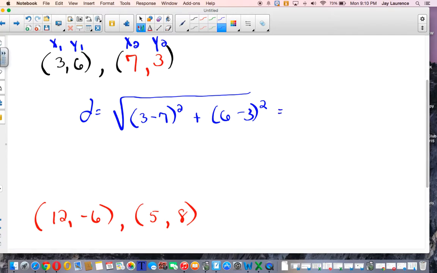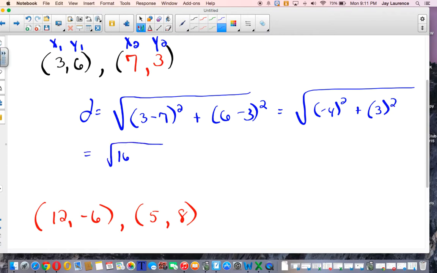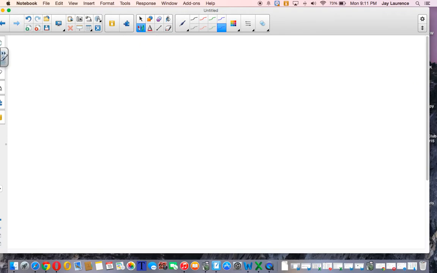So when I do that, 3 minus 7 is negative 4 squared, plus 6 minus 3 is 3 squared. So then I'm going to get the square root of 16 plus 9. And notice it's very important to use those parentheses. And that'll mean I need the square root of 25. And it's plus or minus 5, but since I'm doing a distance, I'm only going to focus on the positive one.